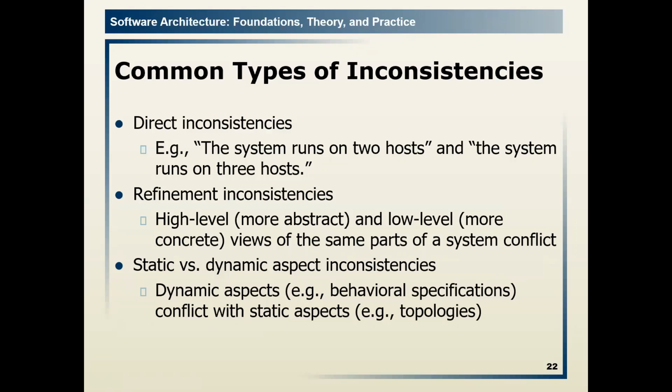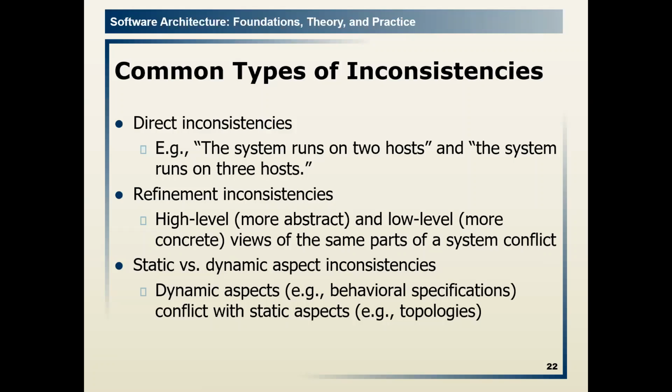So there are common types of inconsistencies. One is the direct inconsistencies. For example, the system runs on 2 hosts and the system runs on 3 hosts. So obviously we can identify there's a problem, and we can just change our model, because that is the practical thing to do.